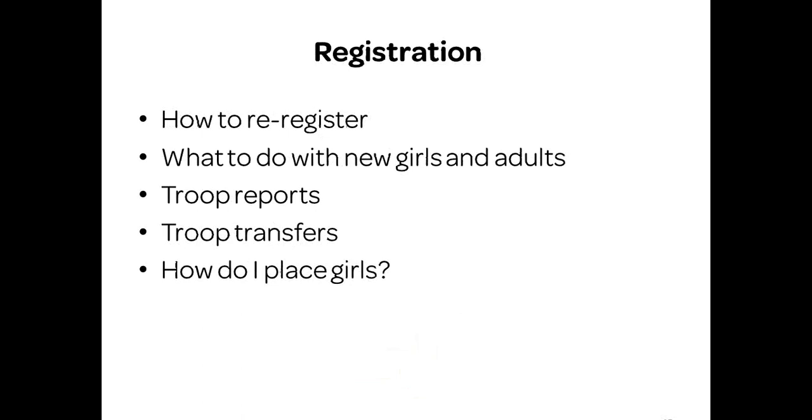So with registration, you might be the first contact person for how to register. Somebody might not know how to access the eBiz portal. What happens with new girls and adults? When you have new troops forming in your community, you're going to ask your leaders to collect their email confirmations, make sure everybody's registered, and then tell your field executive who is joining that new troop.